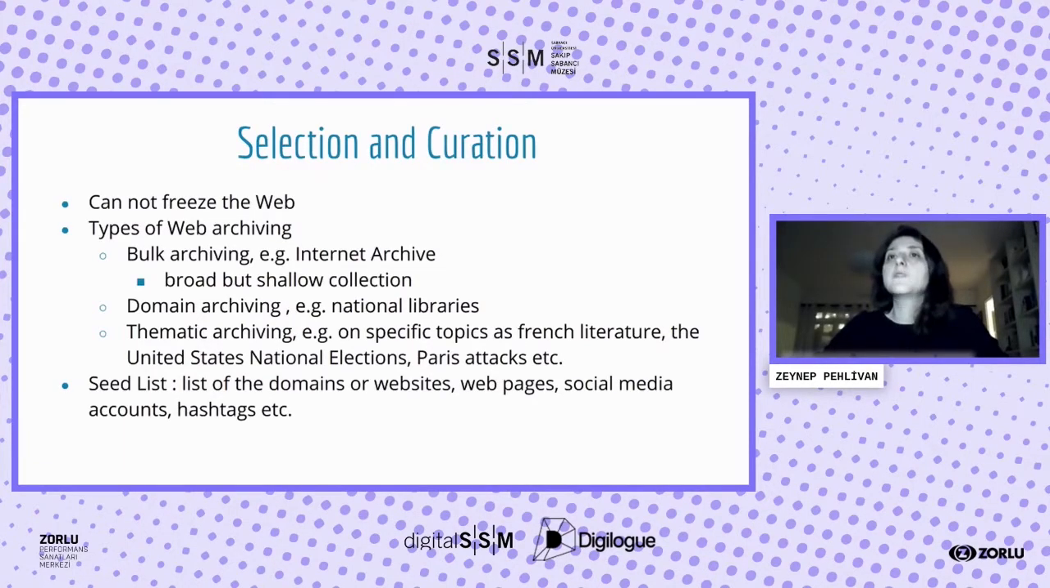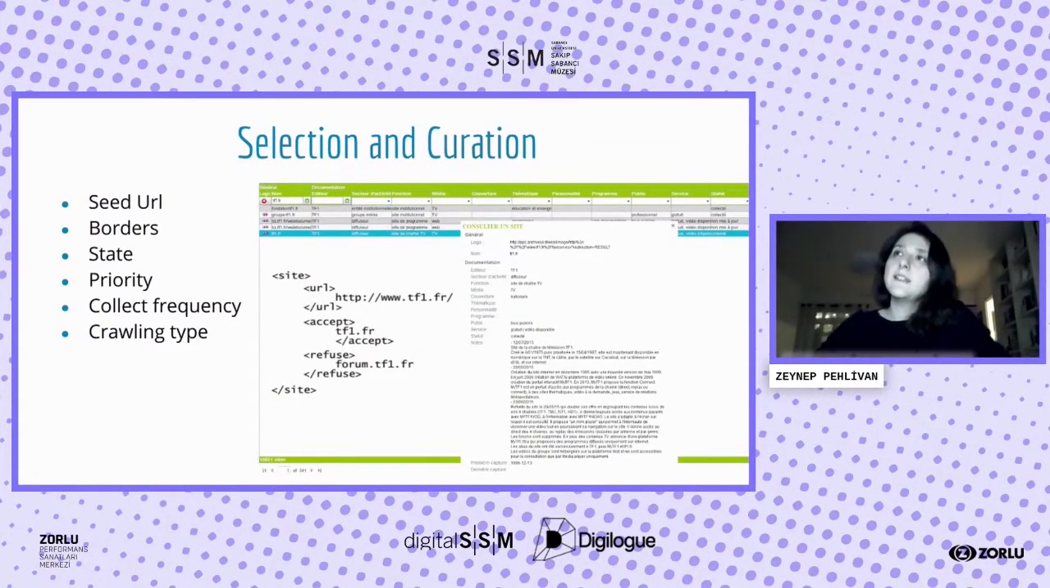And there is also thematic archiving. This archive aims to get the content related to a topic, for example French literature, elections in the United States, or the Paris attacks. For this, we need to create a seed list. Seed lists are lists of domains, websites, web pages, social media accounts, hashtags, I mean everything related to a topic you would like to archive if you are doing thematic archiving. It's going to be the input of a crawler, of a robot.